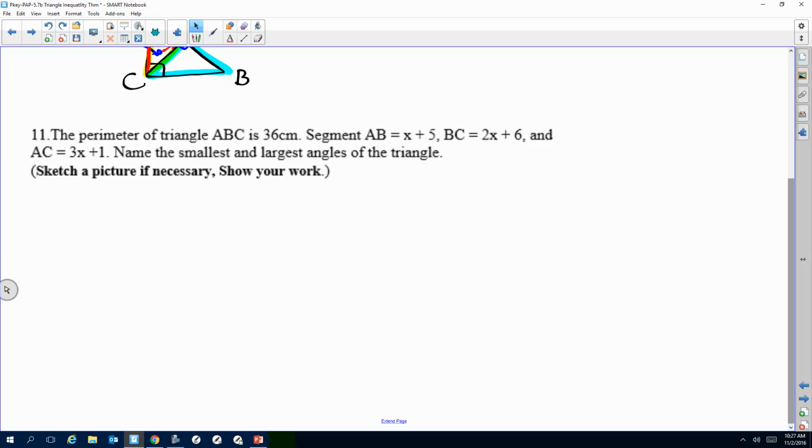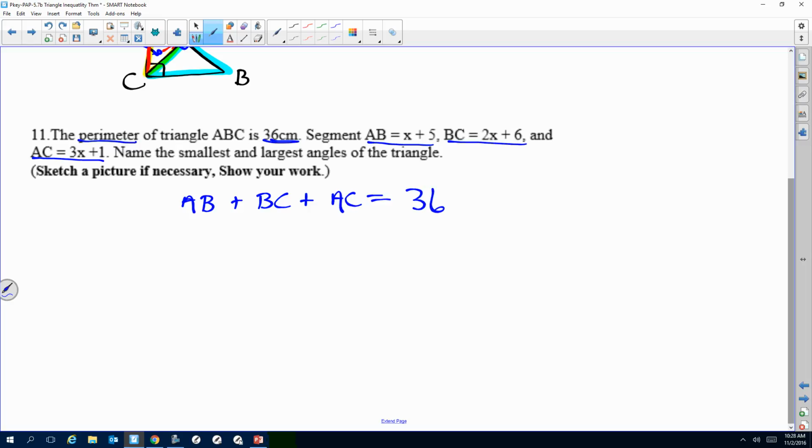All right, 11. Key information. Perimeter. 36. Yes, good. Done. All right, what else do we know? AB is x plus 5. BC is 2x plus 6. AC is 3x plus 1. Everyone understand that those are the sides of the triangle? Okay, so with that being said, could we set up an equation with what we just underlined and what was given to us? What is it? Add them up. Okay, so add them up. So basically I'm saying AB plus BC plus AC has a perimeter of 36.